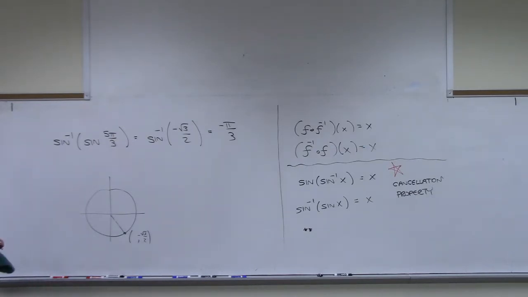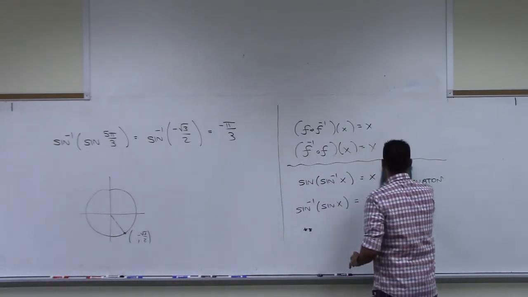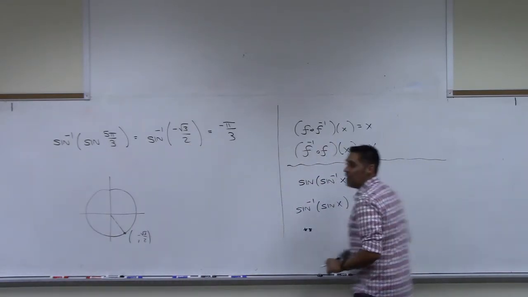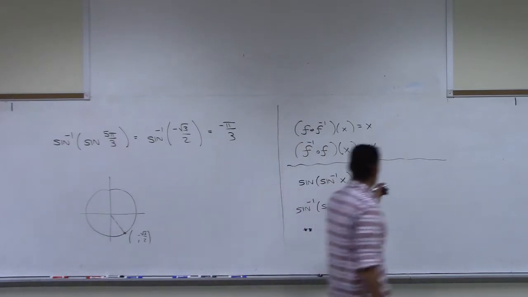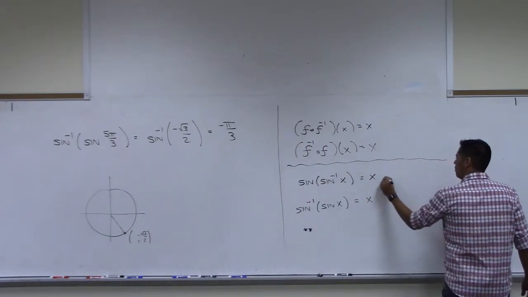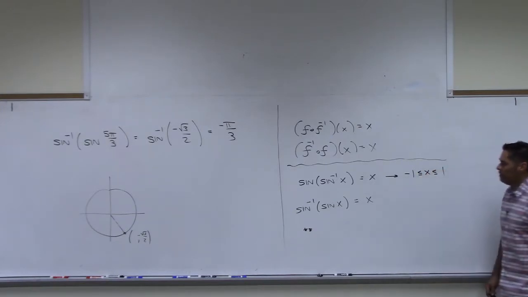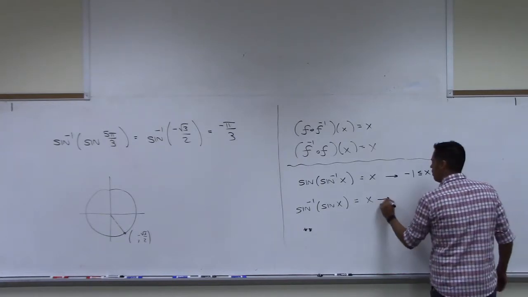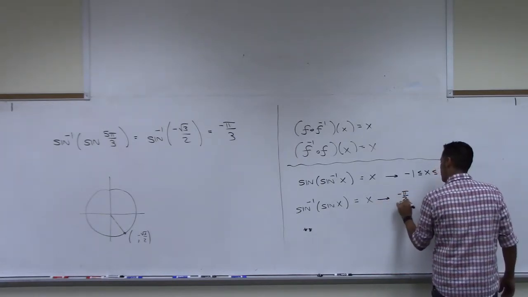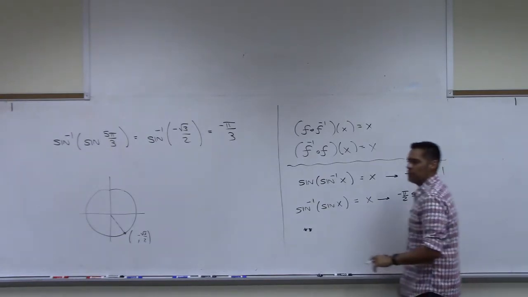All right, so there are some times when this is true. So here's the fine print. The first fine print, the top one, is that this is true so long as the x is between -1 and 1. And this one is true so long as the x is between -pi over 2 and pi over 2.